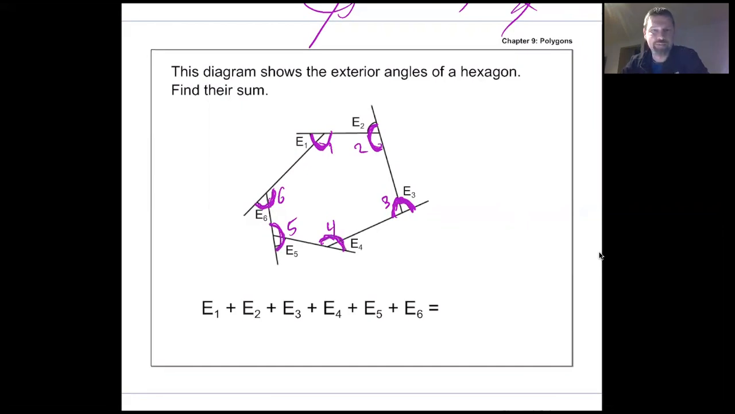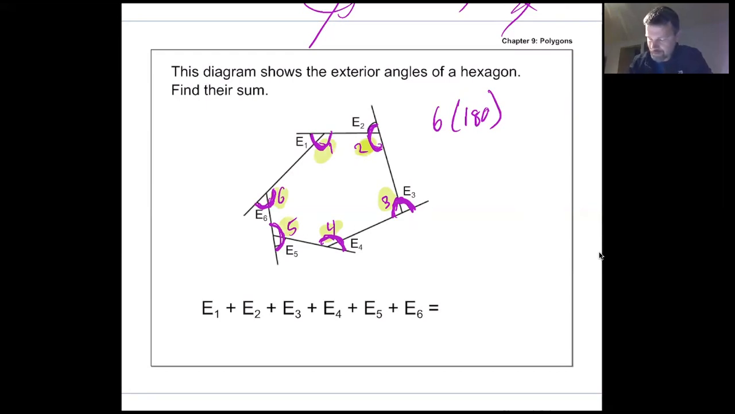How many of them do I have? I have 6 of them. So if I wanted to find their sum, I could say, well, I've got 6 pairs of 180 degree angles, for those straight angles. But then I need to take away these ones because those really aren't exterior angles. So I have to take away those angles. And that's not a problem because those are all the interior angles. And I know how to find the sum of the interior angles. The interior angles is n minus 2 times 180.